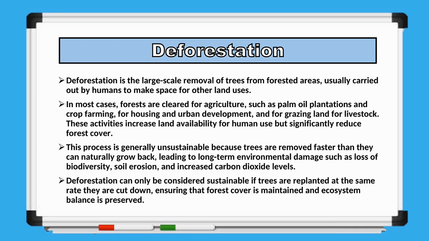Forests are commonly cleared to create farmland for growing crops such as palm oil and other agricultural products, to provide grazing land for livestock, and to make space for housing, roads, industries, and expanding cities. Although these activities provide more land for human use, they greatly reduce the amount of forest cover. In most cases, deforestation is unsustainable because trees are removed much faster than they can naturally regrow. As a result, forests gradually disappear, leading to serious environmental problems such as the loss of biodiversity, soil erosion, increased flooding, and higher levels of carbon dioxide in the atmosphere.